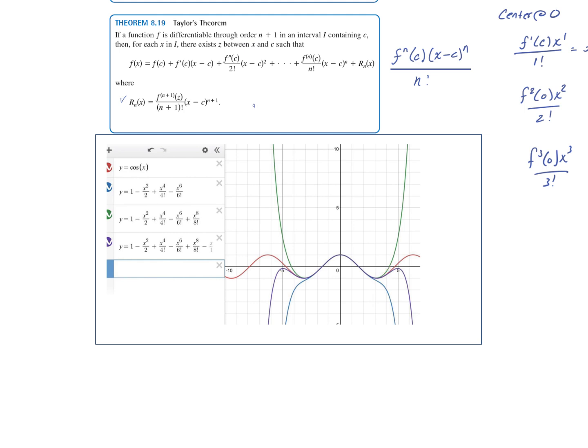So 2 things to make note of. For this example, 0 is considered the center, and we'll talk about that later. But at the center, all of the graphs replicate the cosine curve. So every single graph sits on top of the cosine curve around the center. And then every curve, as I get further away from the center, it starts to separate from the cosine curve.